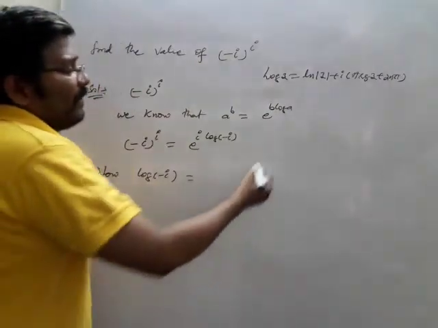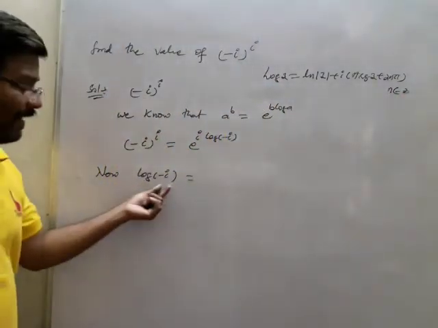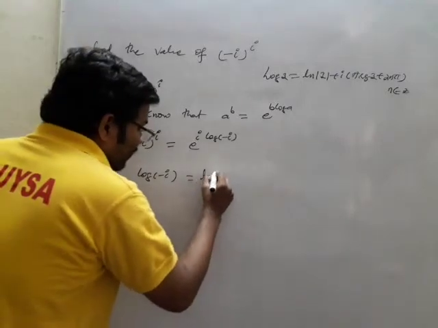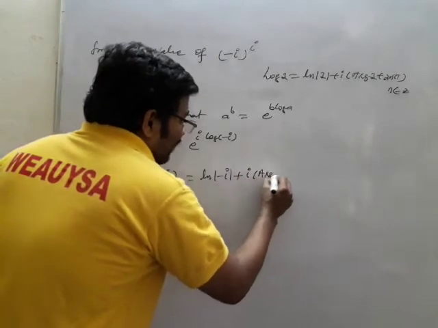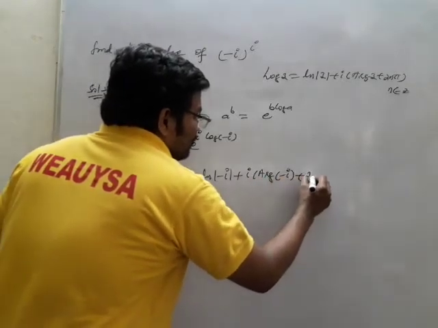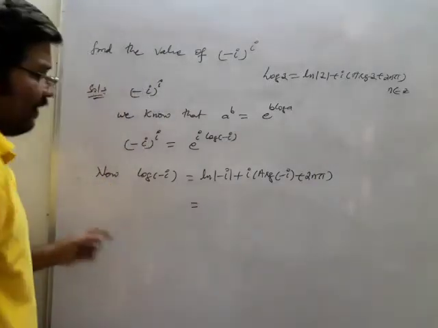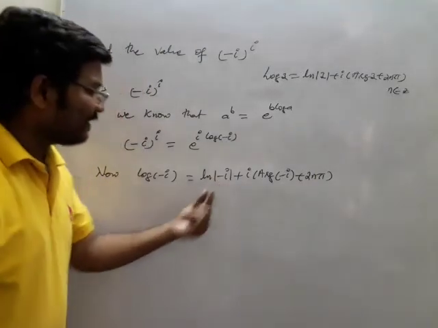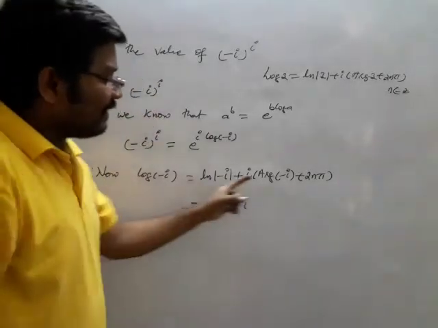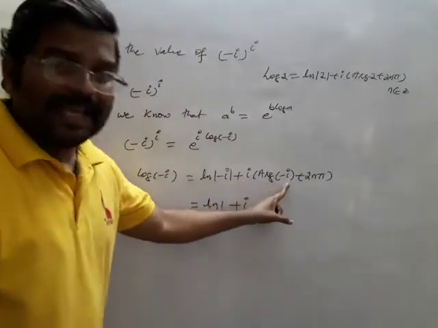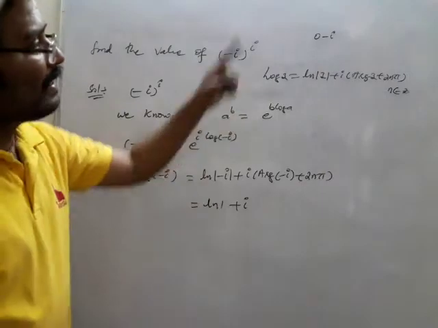This is the formula where n belongs to the integers. N is nothing but integers. So log of minus i is ln of the modulus of minus i plus i into the argument of minus i plus 2n pi. So this is what we have. Now the modulus of minus i is 1, so ln of 1 plus i into the argument. Only the imaginary part is given, that is 0 minus i.